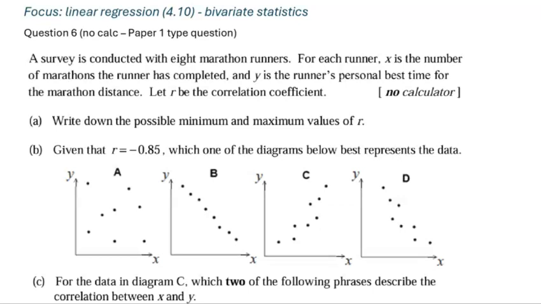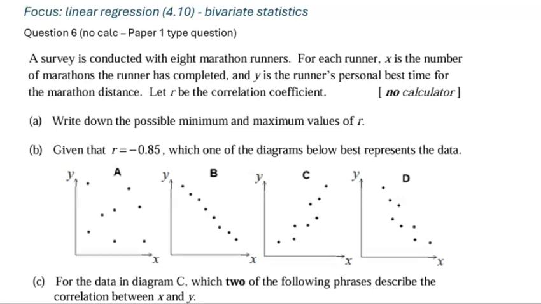In this question, it says a survey is conducted with 8 marathon runners. For each runner, X is the number of marathons the runner has completed, so that's the input. And Y is the runner's personal best time of the marathon distance. Let R be the correlation coefficient. The first question asks, write down the possible minimum and maximum values of R.